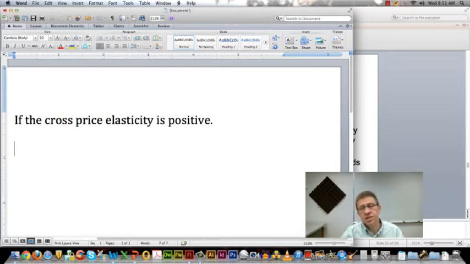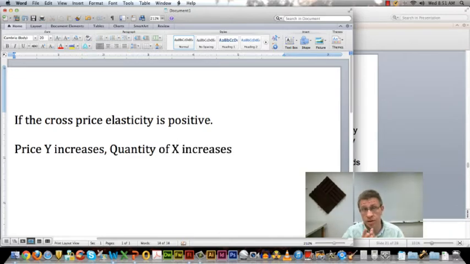So if the cross-price elasticity is positive, remember what the cross-price elasticity is telling us. It's the percentage change in the quantity of good X divided by the percentage change in the price of good Y. So that means if the price of Y increases, the quantity of X increases, right? It's positive, so they both have to move in the same direction. So if the price of Y increases, the quantity of X increases. We know that happens. So what does that tell us about the quantity of X versus the quantity of Y?